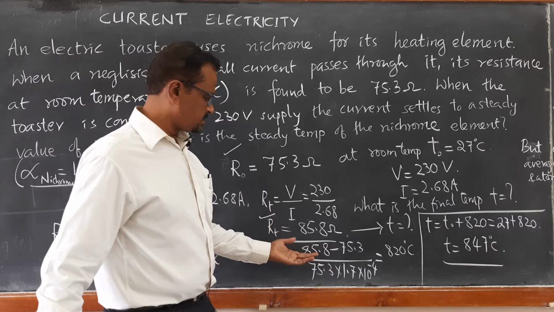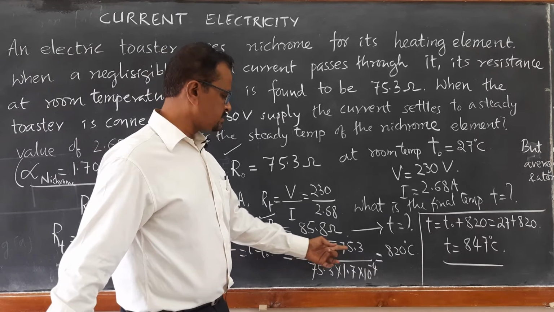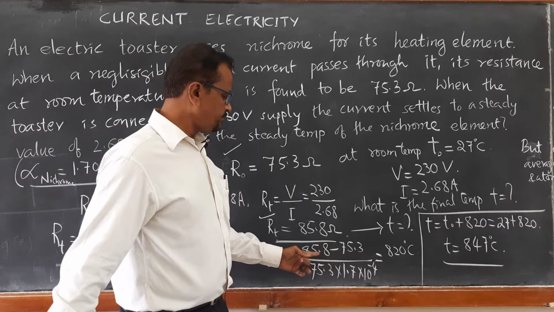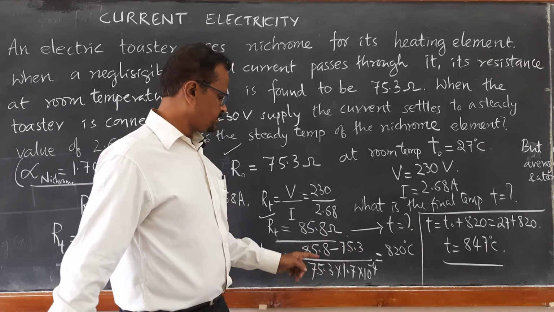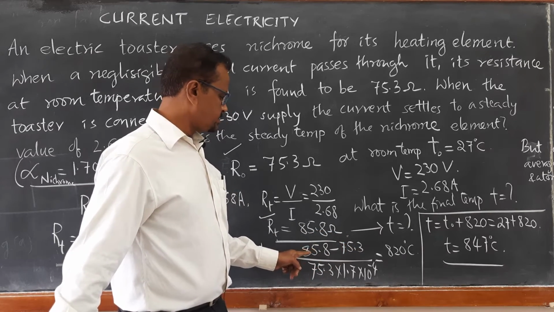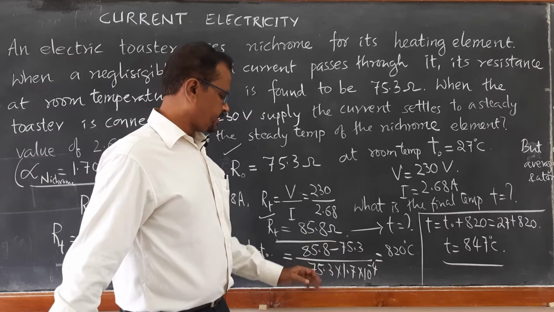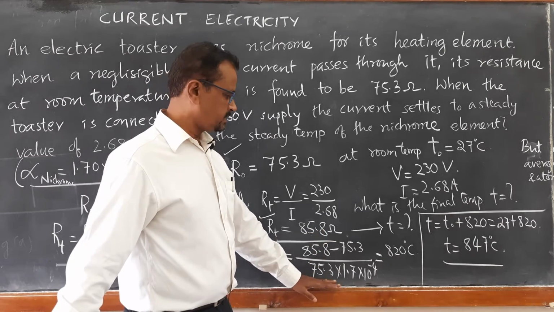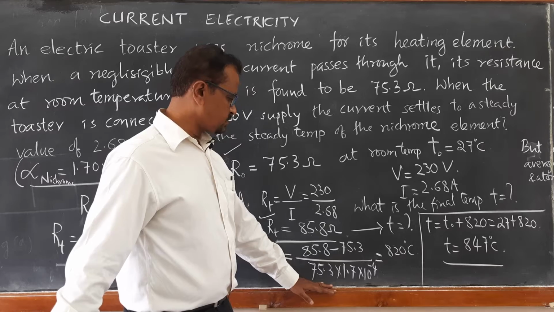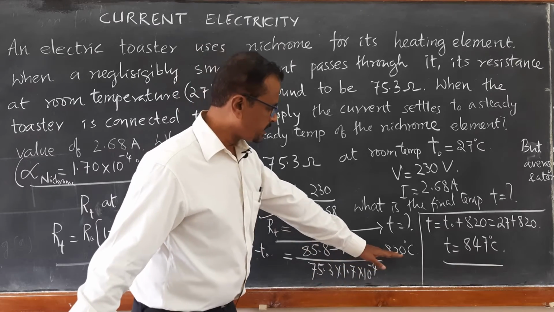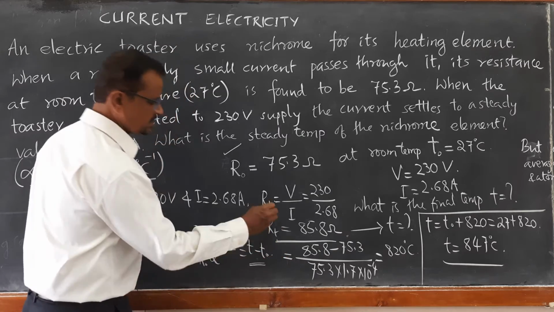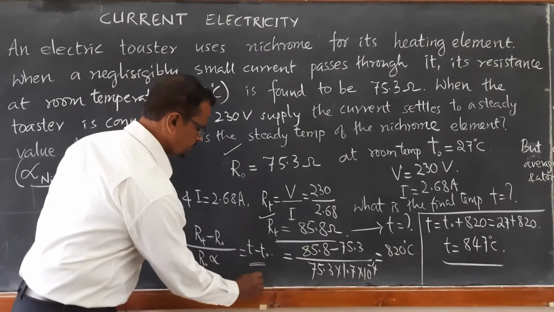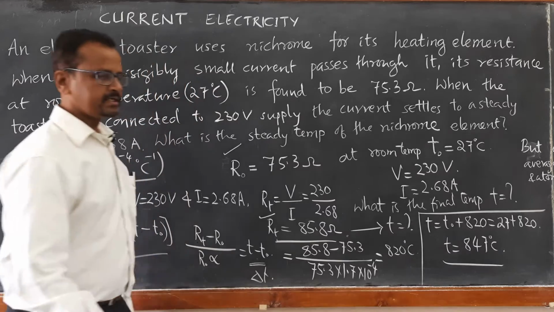So, the difference: 85.8 minus 75.3, 8 minus 3 is 5, and it is going to be 10.5. 10.5 divided by this denominator. If you calculate this, it comes out to be 820 degrees Celsius. So, this 820 degrees Celsius is the delta T, that is the difference in temperature, delta T.